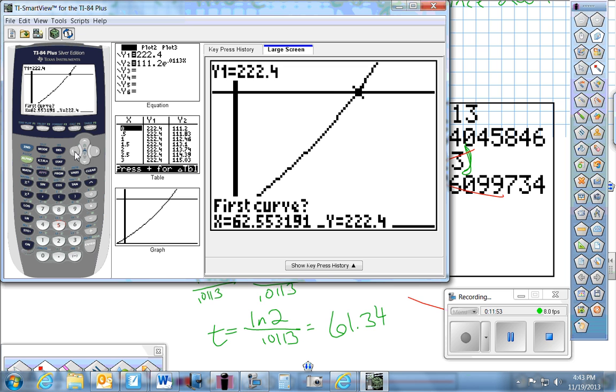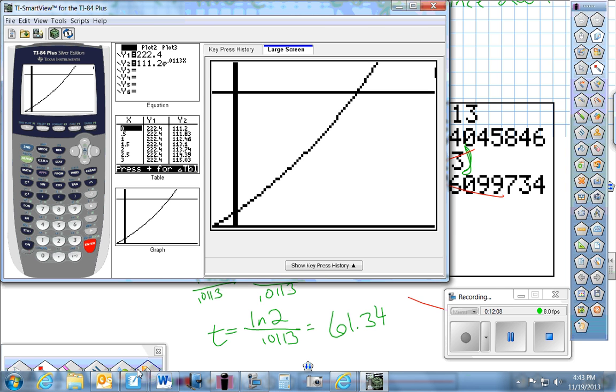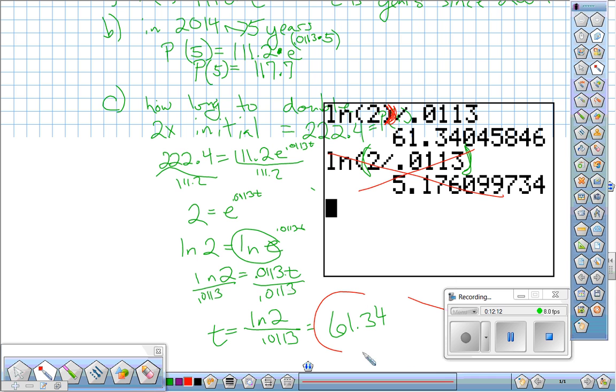My first curve, I can't really tell which one it's on, so I'm going to use my left and right arrow. I'm going to hit enter when I can tell that it's on one of them, and then it'll automatically jump to the next one. I'm going to hit enter again. I'm going to guess, and I'm going to press enter now. 61.34. Congratulations, we've done it.